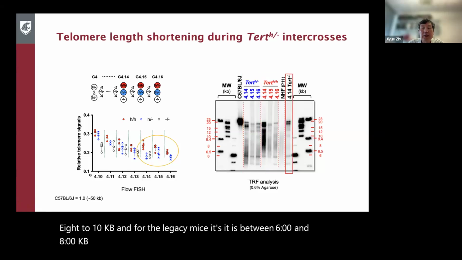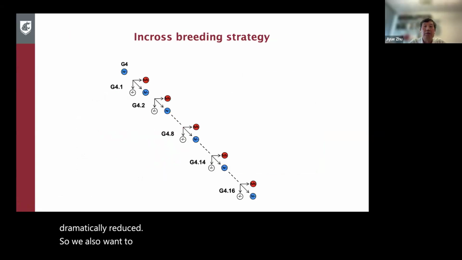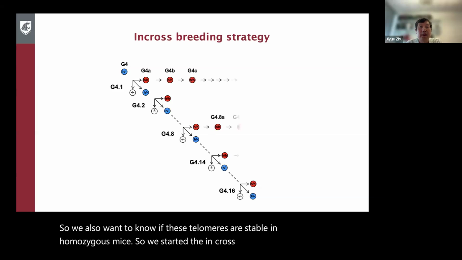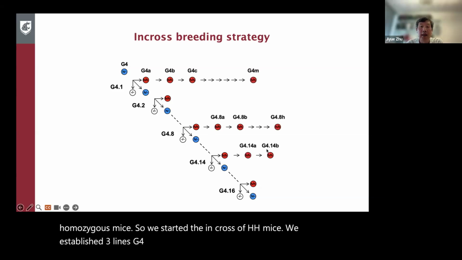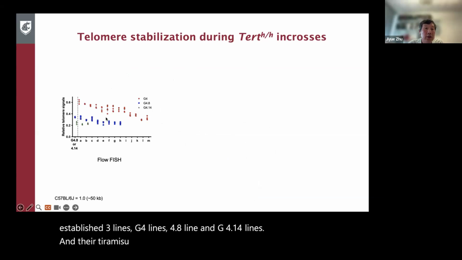In total homozygous knockout mice, the telomere smear signal is dramatically reduced. So we also want to know if these telomeres are stable in homozygous mice. So we started the in-cross of HH mice. We established 3 lines, G4 line, G4.8 line, and the G4.14 line. And their telomere signals or lengths are shown here.